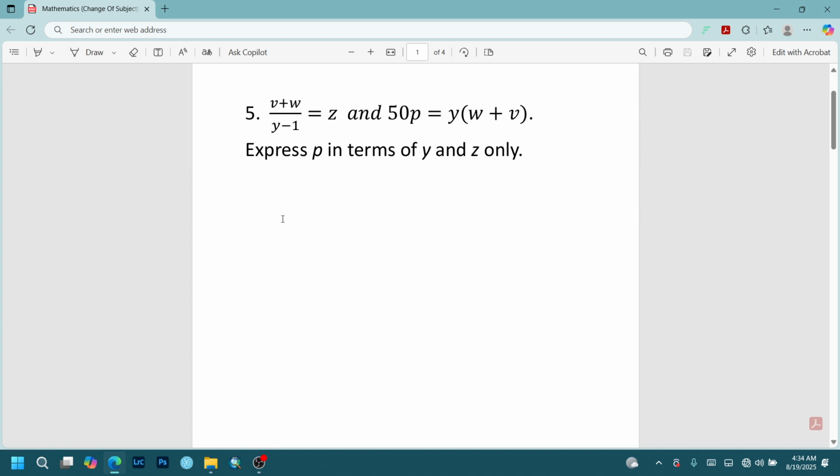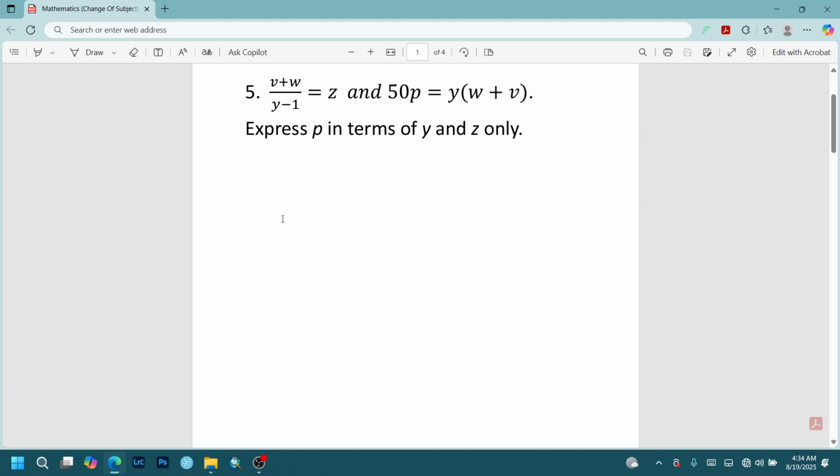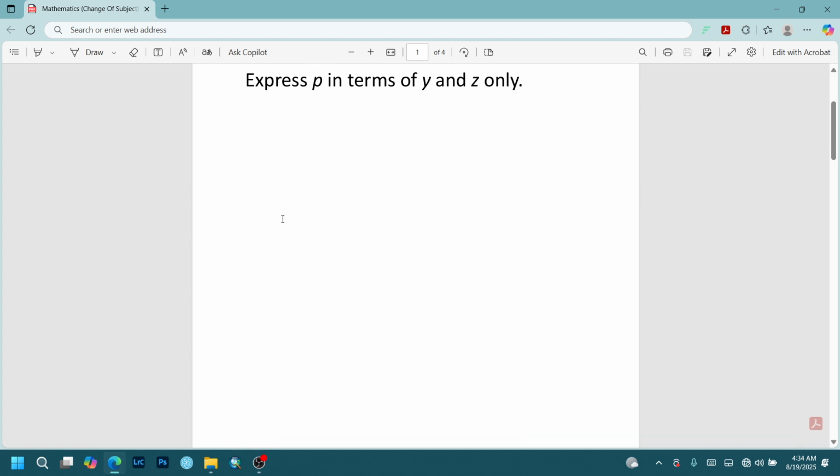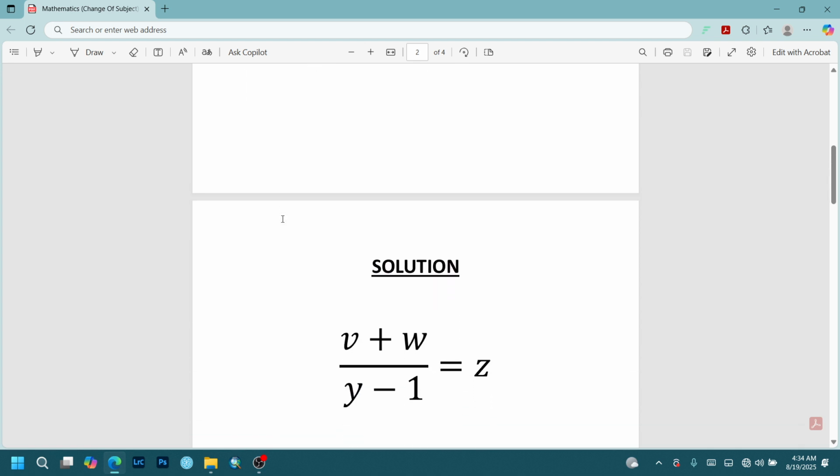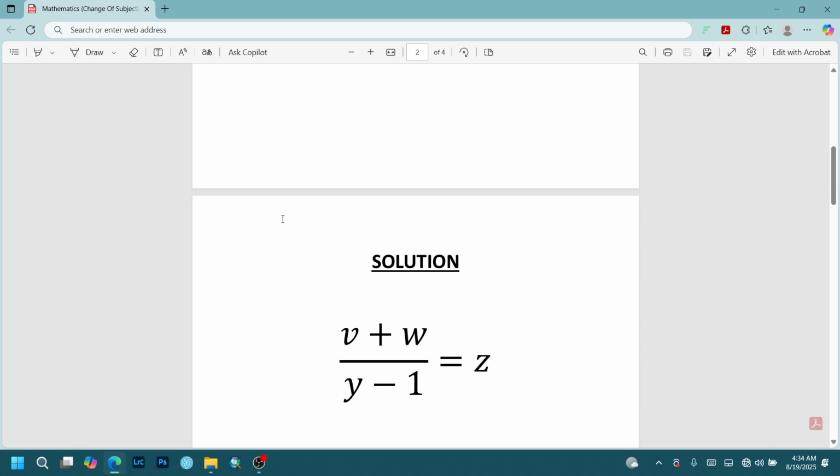And mostly questions like this, you would need a knowledge in substitution to solve. Okay, so we have our first equation to be the fraction v plus w over y minus 1 equals z, right?